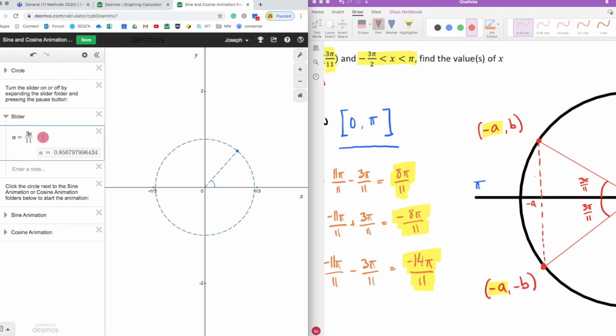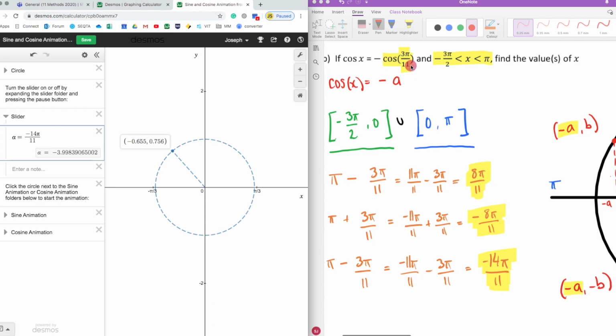So let's test that out. What if I have 8 pi on 11? It's going to take me over here, and my cos is going to be negative 0.655. That's exactly what we found. Now, what if we put in negative 8 pi on 11? So I come over here, I put in a negative, I come here, look at that, negative 0.655. What about negative 14 pi on 11? I come over here, I type in 14, it's going to take me over here, negative 0.655. So these are the three values which are going to give me my negative cos of 3 pi on 11 and also fall within my domain.